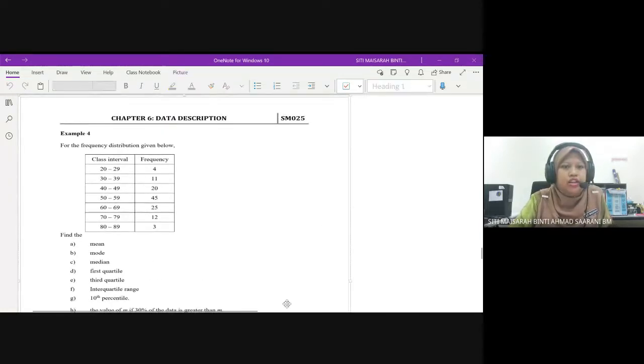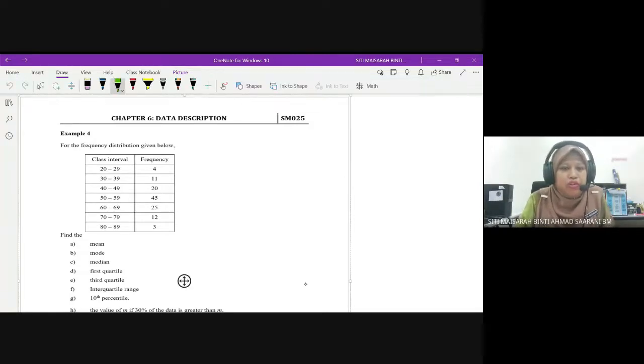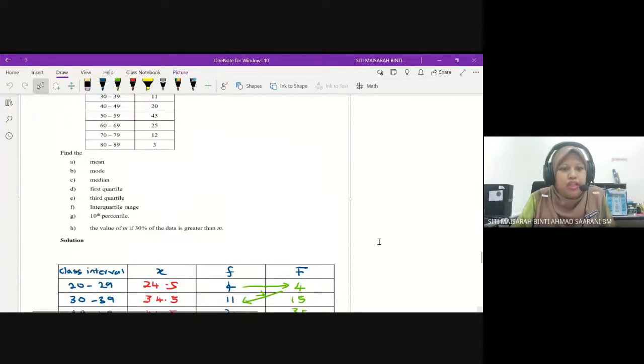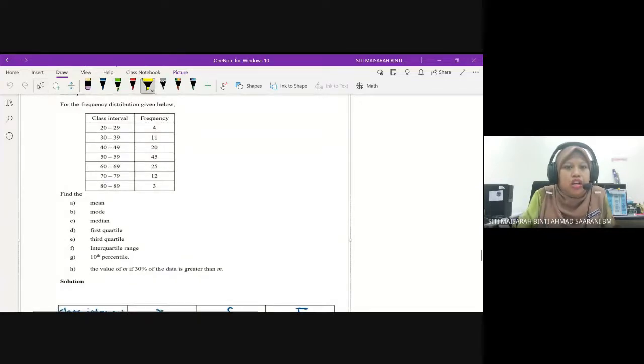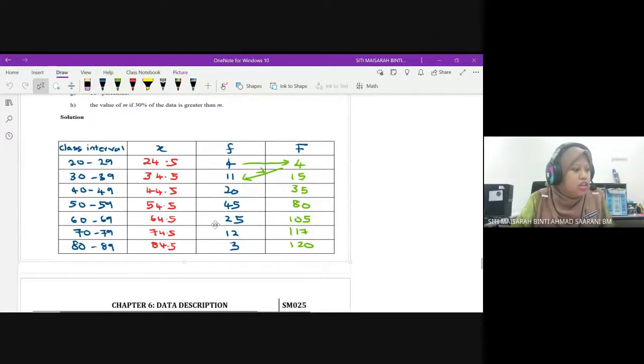Example 4. For the frequency distribution given below, we have a class interval and frequency. The question asks to find the mean, mode, median, first quartile, third quartile, interquartile range, 10th percentile, and find the value of M if 30% of the data is greater than M. So first you must construct your frequency table. You need to find X and cumulative frequency.